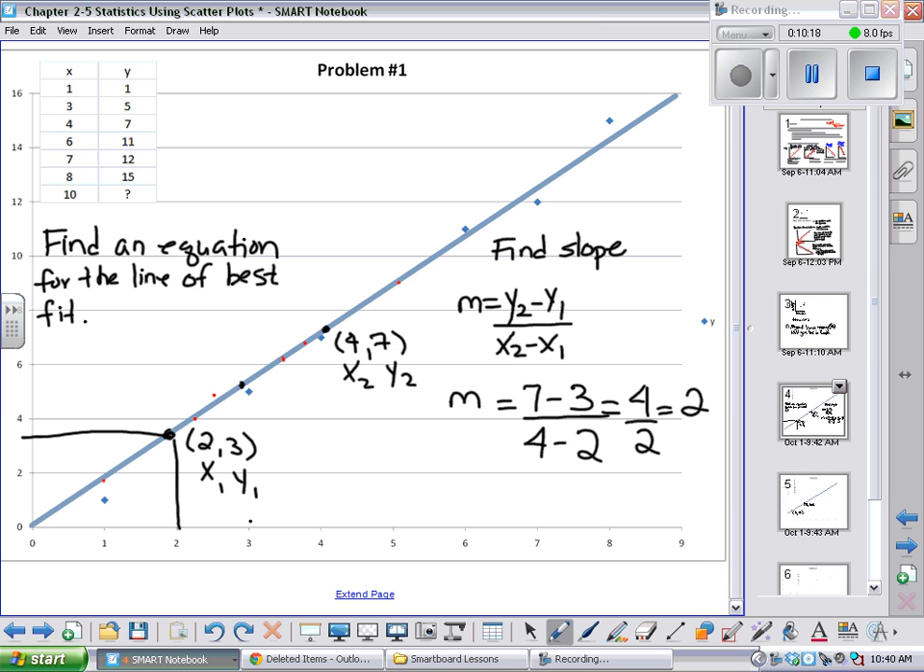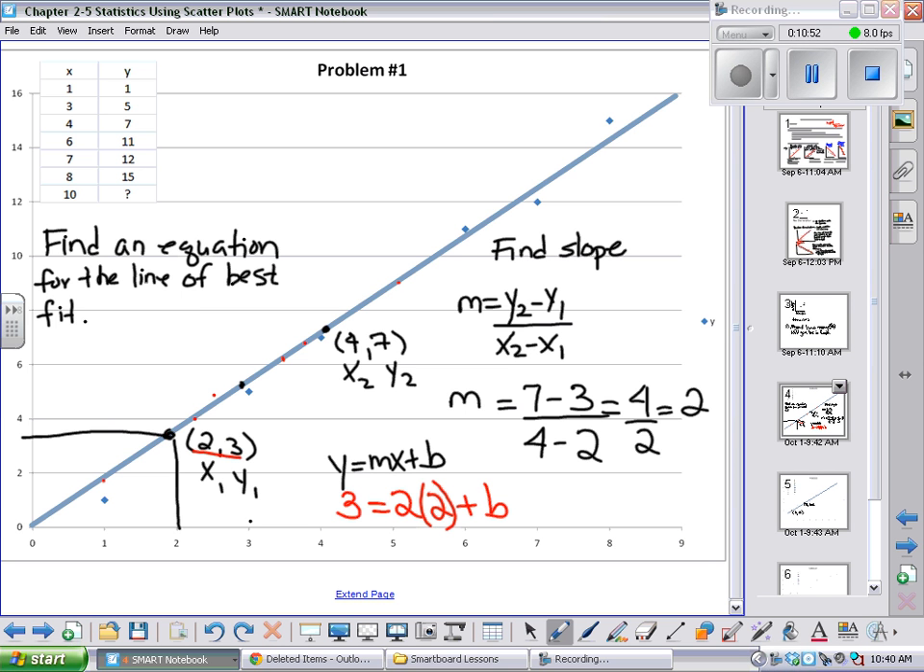Now you're going to take your slope and we're going to use the equation y equals mx plus b. I'm going to plug it in. Plug in our slope, and then we're going to choose one of our points to also plug in. So I'm just going to go with 2, 3. So my y in that case is 3. My slope is 2. My x is 2. And b I have to find.